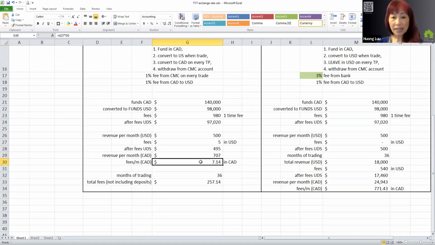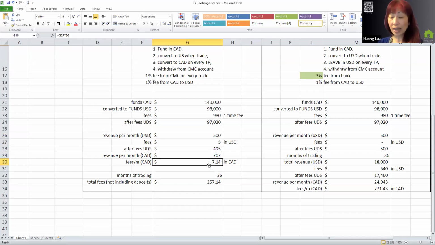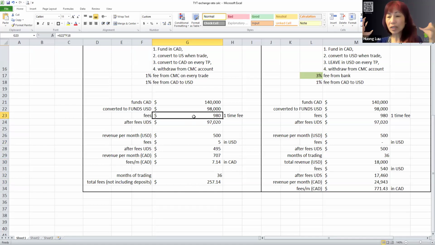So now my fees in Canadian is the $7, this $5 converted to Canadian. Okay. So I'm not charging myself another fee on the 707. It's just taking the $5 and saying, okay, well, how much is that $5 worth in Canadian dollars? Okay. So now if I trade for 36 months, my total fees would be $257. So very, very minimum. Okay. And really the biggest fee here is that one-time injection of the funds into the account. So not a huge amount here.